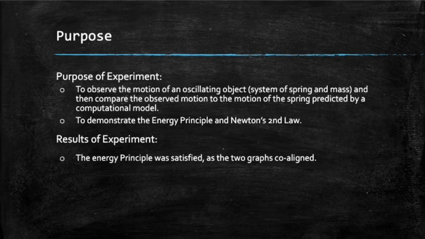The purpose of the experiment was to observe the motion of an oscillating object, which is a system consisting of a spring and a mass, and compare these observations with the motion predicted by a computational model. Additionally, this experiment aims to demonstrate the energy principle and Newton's second law. It's essential to confirm that our models align with physical observations, as this validates both the energy principle and the computational techniques used.